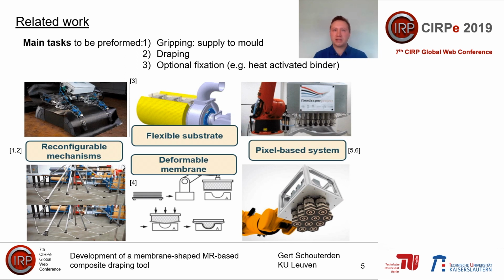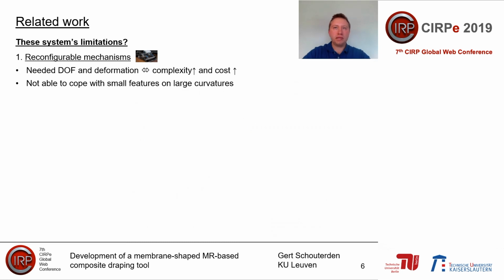Thirdly, pixel-based systems, equipped with a lot of small grippers that can be individually controlled and move independently of each other to adapt to the shape of the mold. And lastly, the deformable membrane-based systems, which for example consist of a granulate-filled bag of which the deformability can be controlled. Next, we can look at where all of these systems meet their limitations.